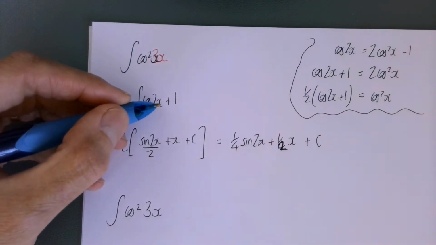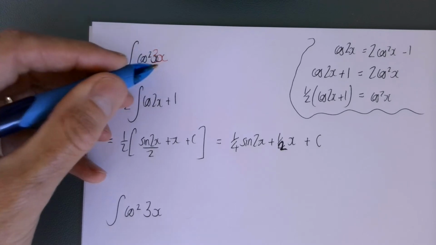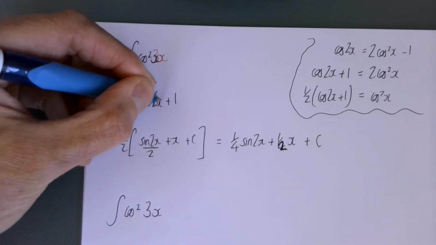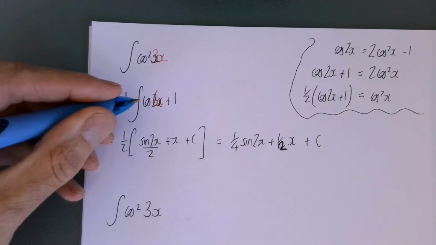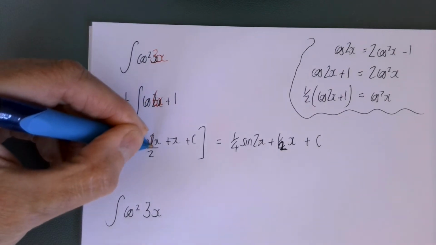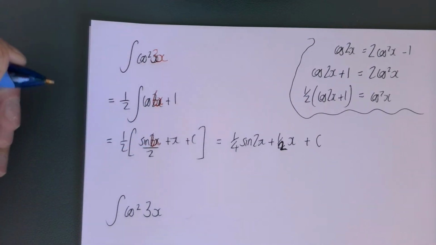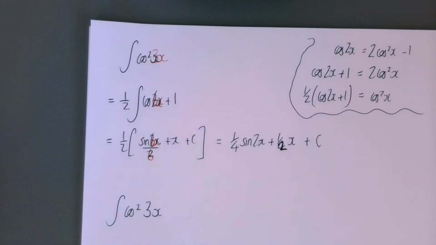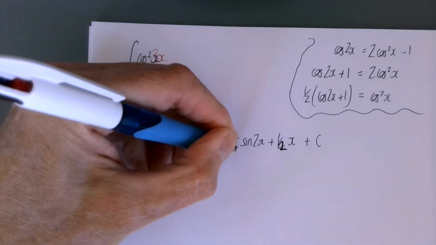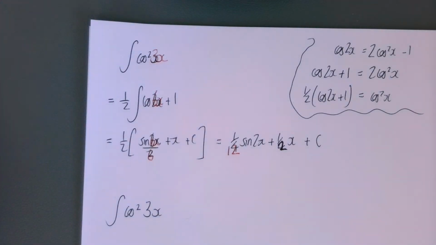So this is 2 lots of x, so that's 2 lots of 3x now, so that's actually going to be 6x. And when you integrate cos of 6x, you get sine of 6x, not divided by 2, but divided by 6. And then when you multiply out the half, you actually get 1/12 of sine 6x.